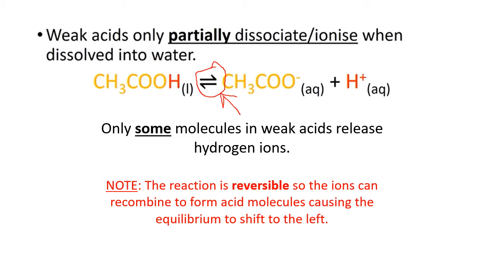And what that does is it shifts this equilibrium to the left, which means that we've got even fewer hydrogen ions in our solution. Okay, so this symbol here is for a reversible reaction, which is basically a reaction that can go in the forward direction and the reverse direction, and it means that the products can recombine and form this molecule again. That is what a reversible reaction is. But the idea is that in a weak acid there are significantly fewer hydrogen ions.